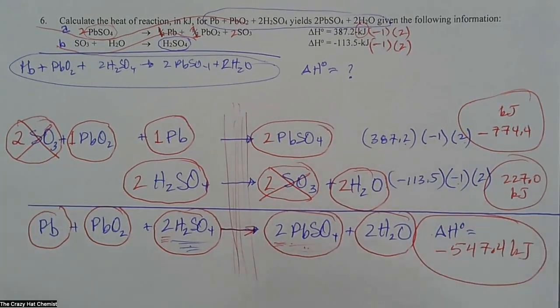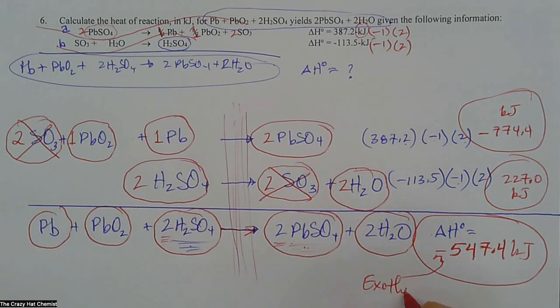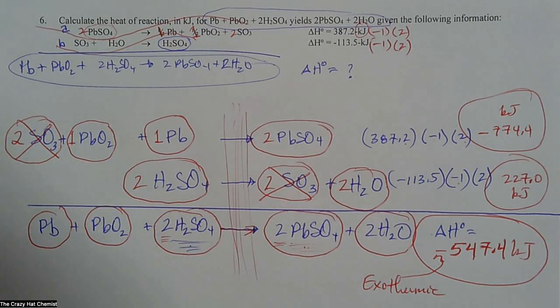So that has one decimal place. So I have -547.4 kilojoules. And because this is negative, that means that this is exothermic. That means it liberates heat, it gives off heat. All right, that is a Hess's law problem.